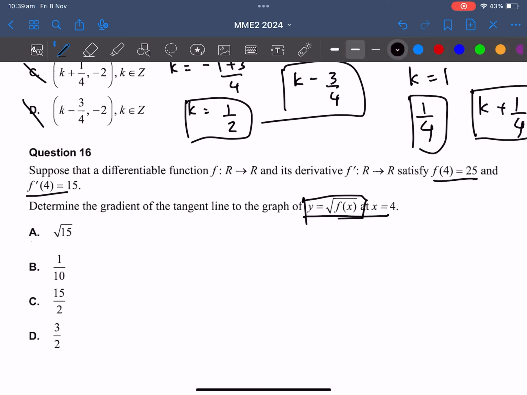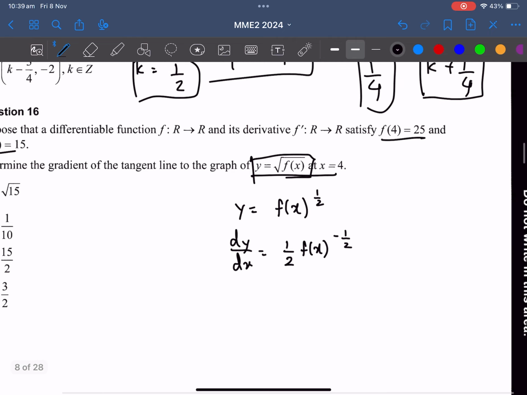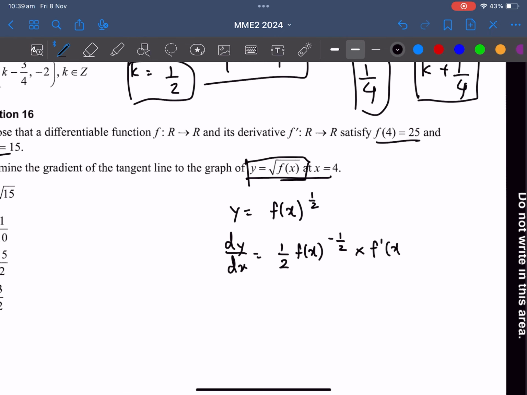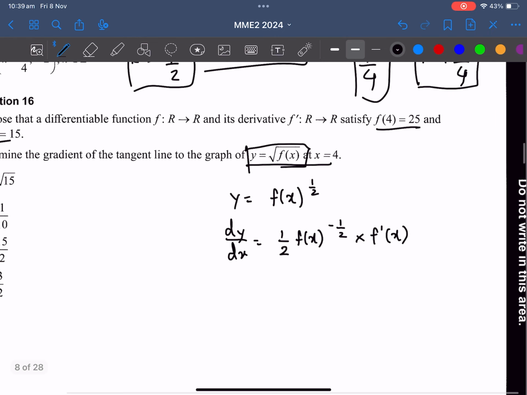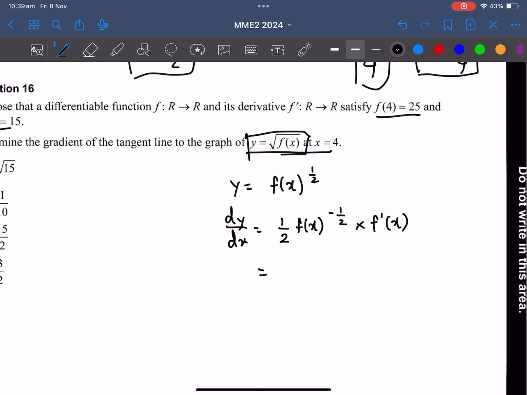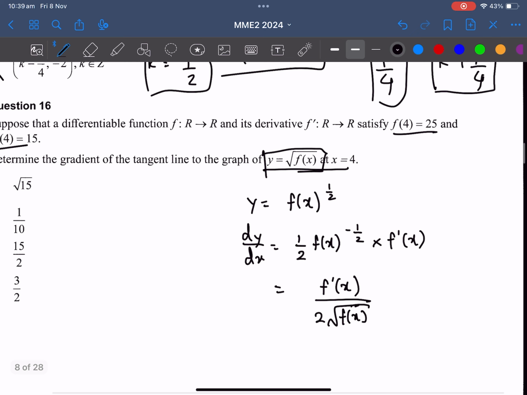Okay, so for this, what I'm going to say is y is equal to f of x to the power of a half. So dy dx is going to be half times f of x to the power of negative half, and then times it by the derivative of f of x itself. So we'll get f dash of x over 2 f of x, 2 square root of f of x. Just want to make sure I've written it correctly. So yep, okay. So this is the gradient of the function y at any given point.